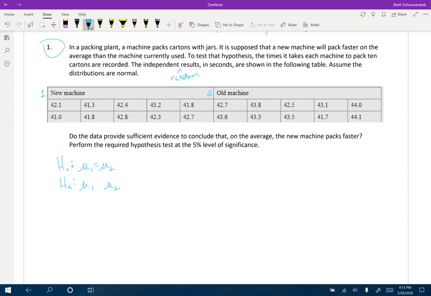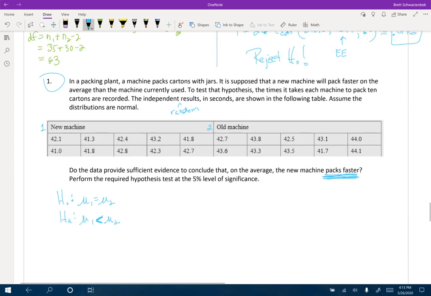This is tricky. Why? It says, do the data provide sufficient evidence to conclude, on average, that the new machine packs faster? A lot of students, when they see faster, are going to think greater than. Be careful, because faster means less time. If you take a peek at the times for the new machine in variable 1, as a whole they are a little bit less than the old machine, which means we are testing to see if the times are less, because that means packing faster, just to be clear.